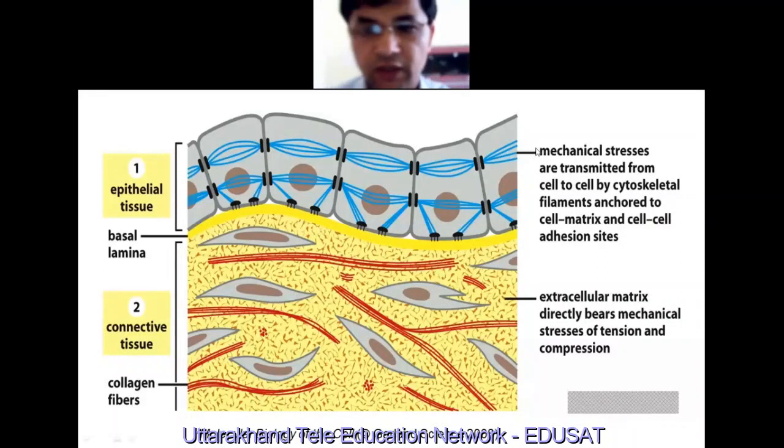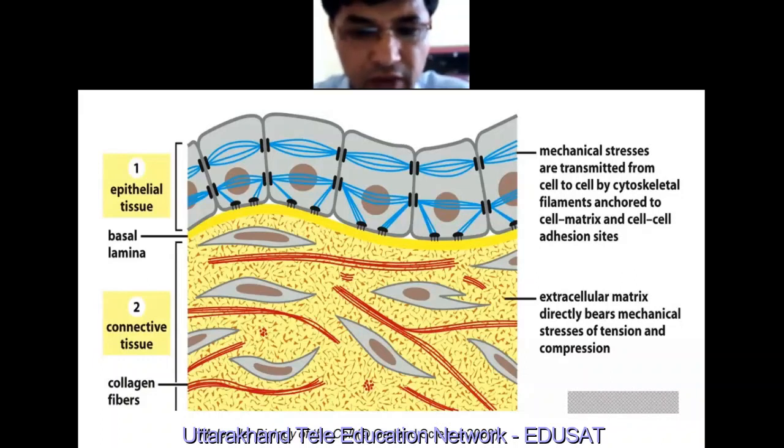Now, students, here you will see these are the mechanical parts of the cytoskeleton. The mechanical stress is transmitted from cell to cell by cytoskeletal filaments anchored to the cell matrix and cell adhesions. In another point, the mechanical stress is also transmitted by the cytoskeletal elements. You remember it: whatever mechanical stress is coming inside the cell, the cell distributes its stress to the others.